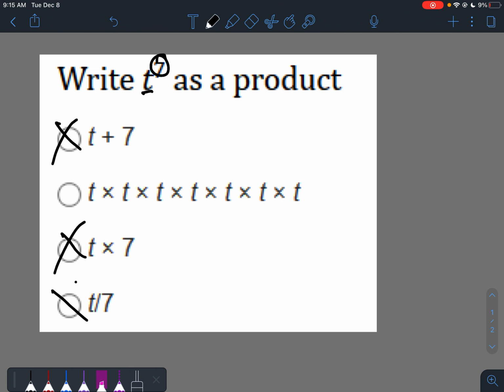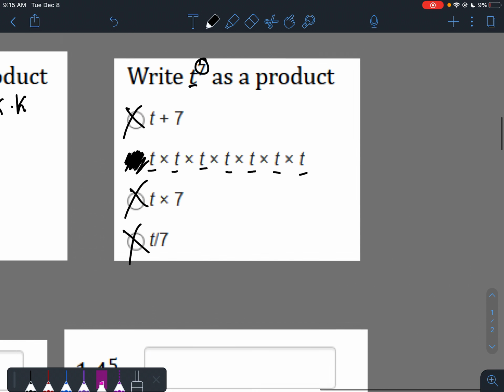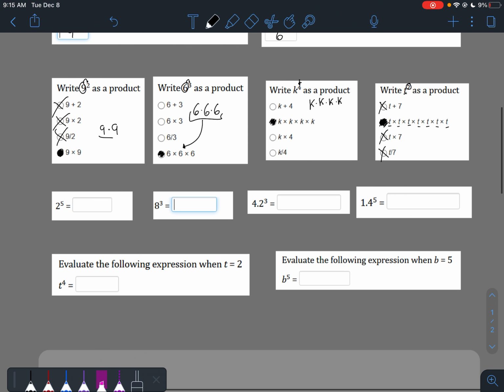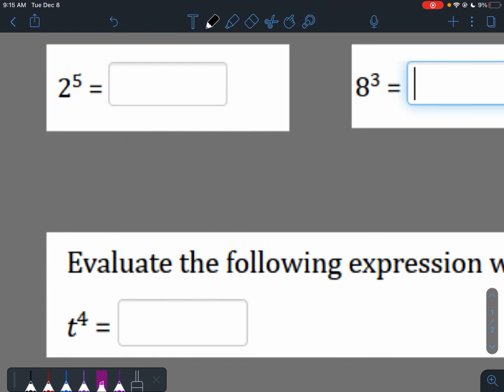We know it's not any of these. We know that it's going to be 1, 2, 3, 4, 5, 6, 7. So it's going to be t times t times t times t times t times t times t with that. So recognizing it, base power, taking a power and writing it out as a repeated multiplication. Hopefully you're in a good place with that.